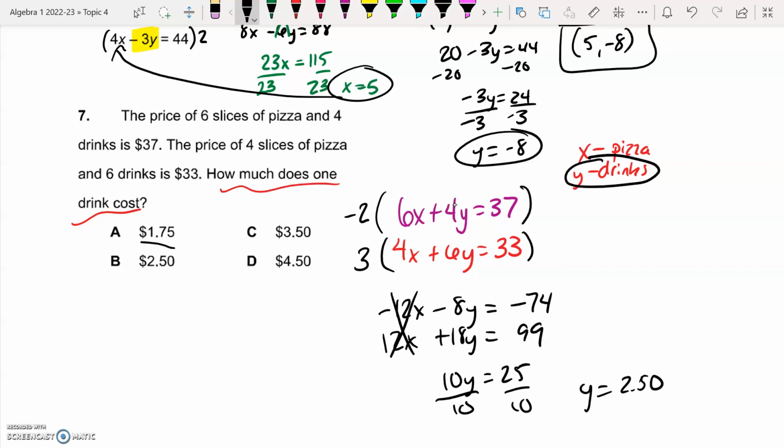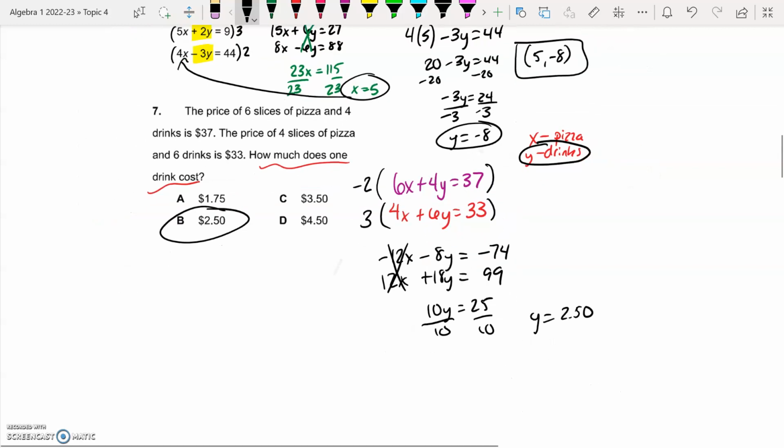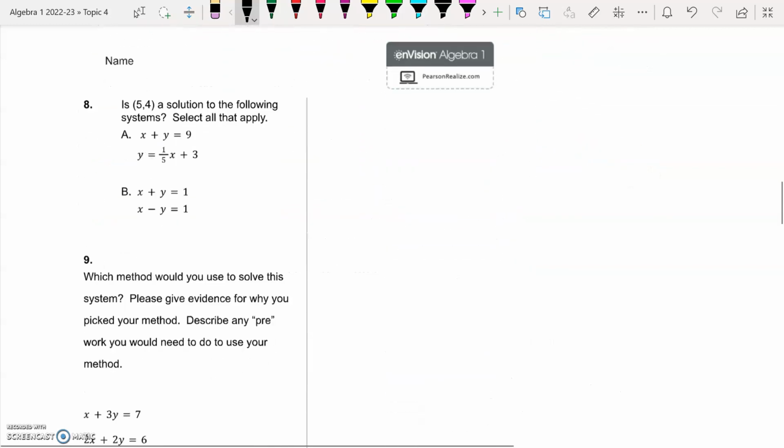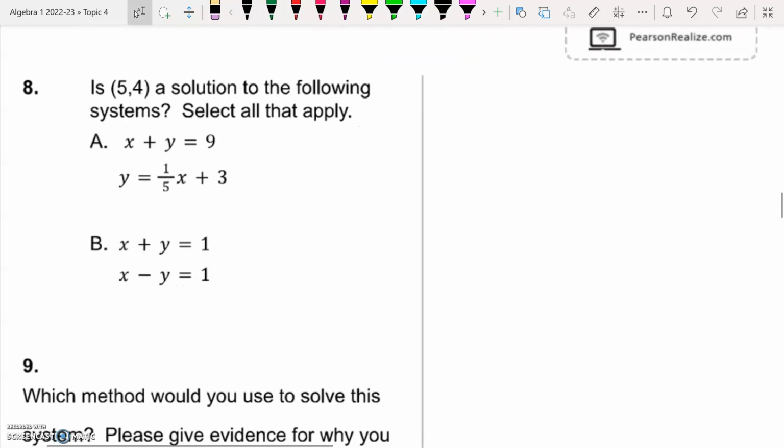Well, hopefully that's one of the answers. And it is. So again, test taking strategy, hopefully your answer shows up. Number 8, it says is (5, 4) a solution to the system? Select all that apply. I'm going to plug in 5 and 4 for the x and the y and see if it works. So in this case, I'm going to replace the x with 5, the y with 4, and see if it equals 9. It works for the first.